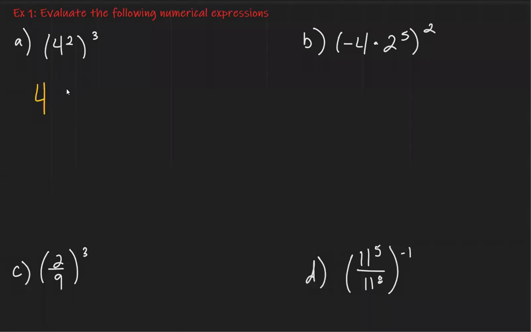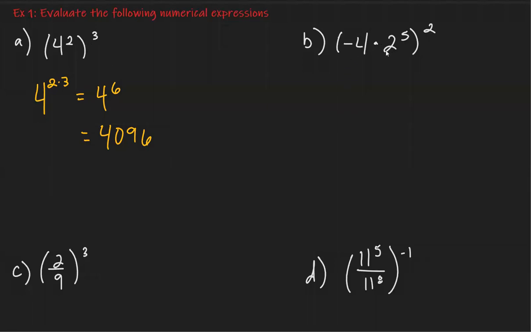So 4, right? And then our property says that we have a power to a power. That's just the powers multiplied. So 2 times 3. That's going to be 4 to the 6th power. And if we punch that into our calculators, what do we get? We get 4,096. Beautiful. All right, so we use that power to a power property. Let's do the next one.